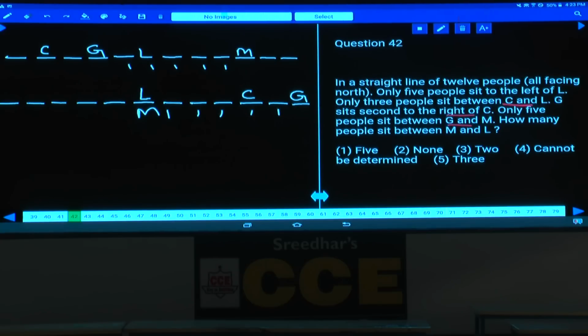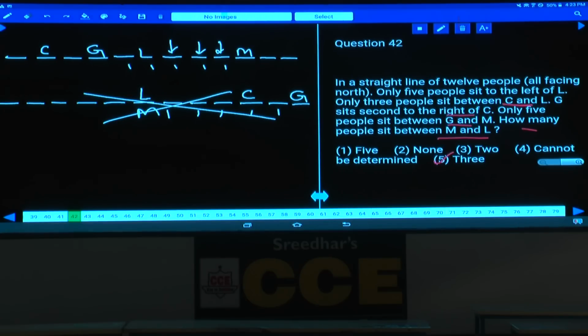L and M must be in the same place, isn't it? Which is not possible, so the second case is completely ruled out. Now we are left with only one case. Then how many people live between M and L? 1, 2 and 3. These are the 3 persons in between M and L. Choice 5 is the answer.